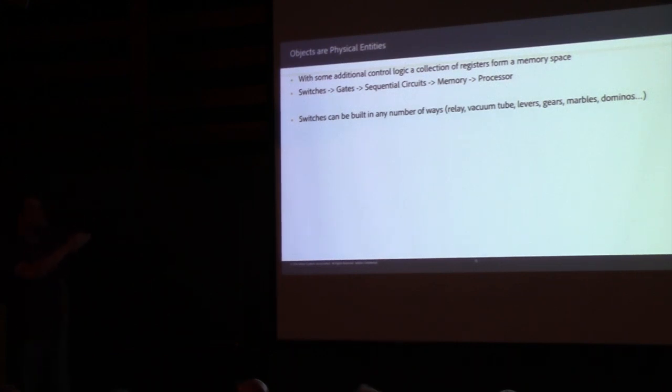So all we need is a switch. We can build gates, sequential circuits, memories, processors. And switches can be built out of anything. I can build them out of relays. I can build them out of vacuum tubes. I can build them out of levers and gears. I can build them out of marbles. I can build them out of dominoes. It doesn't matter how small they are. It doesn't matter how many billions of them I have. They are of the same nature. They are physical entities, just like this is a physical entity.